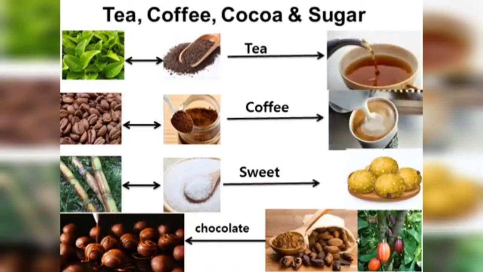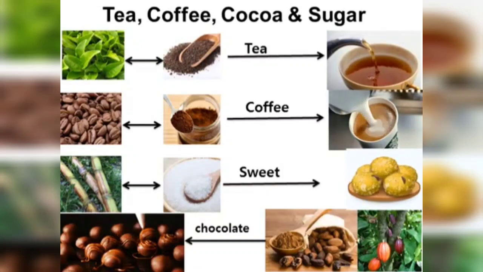Tea, coffee, cocoa and sugar. We get tea powder from tea leaves, coffee from coffee beans, sugar from sugarcane, and cocoa fruit is used to make chocolates.